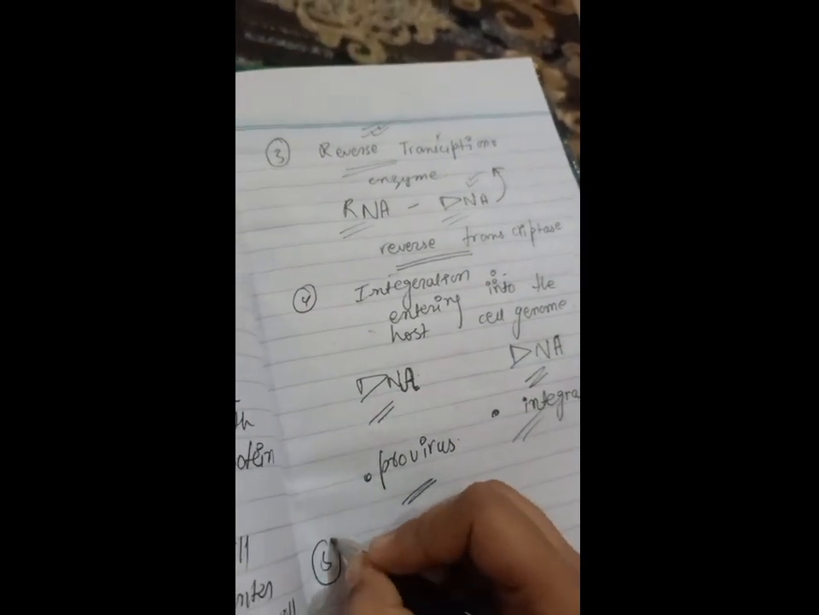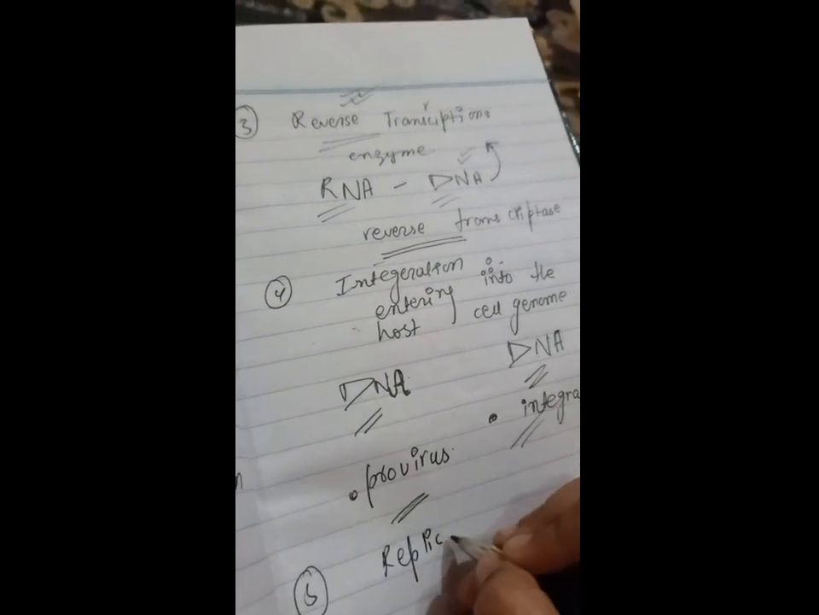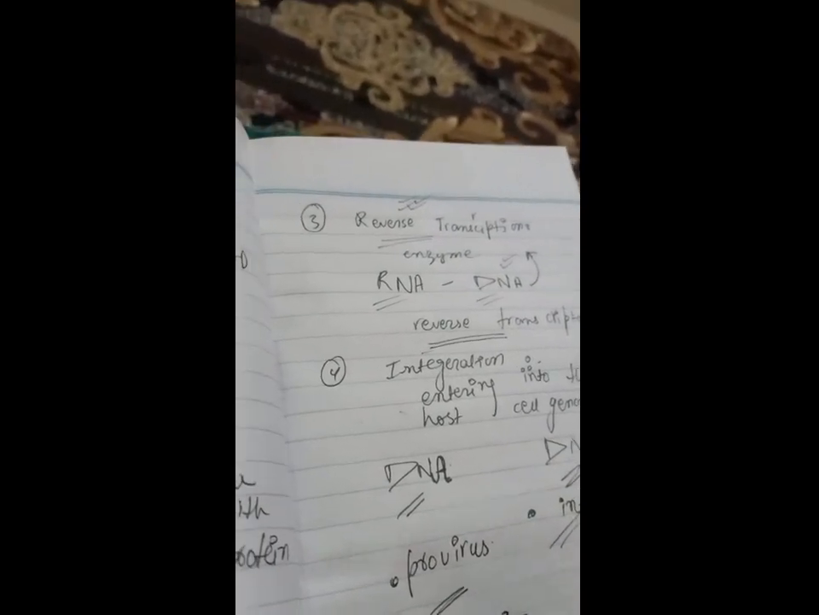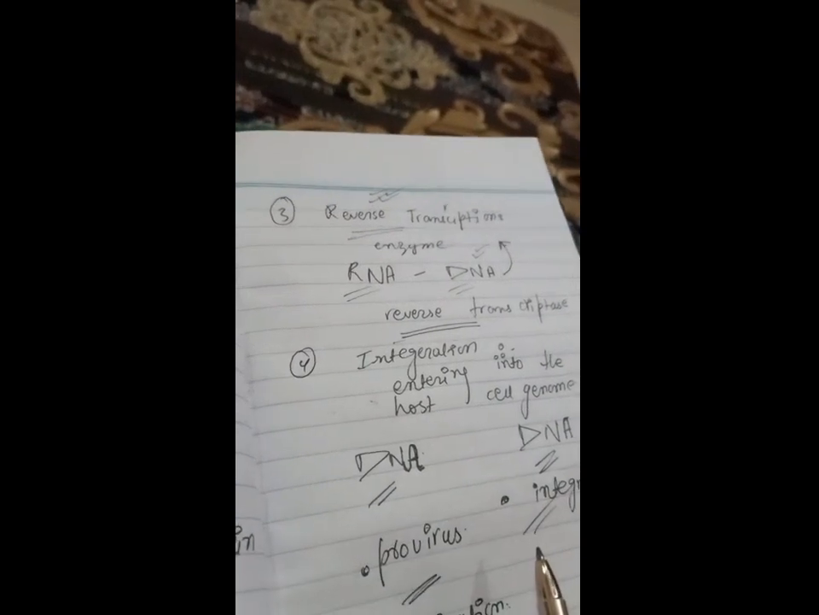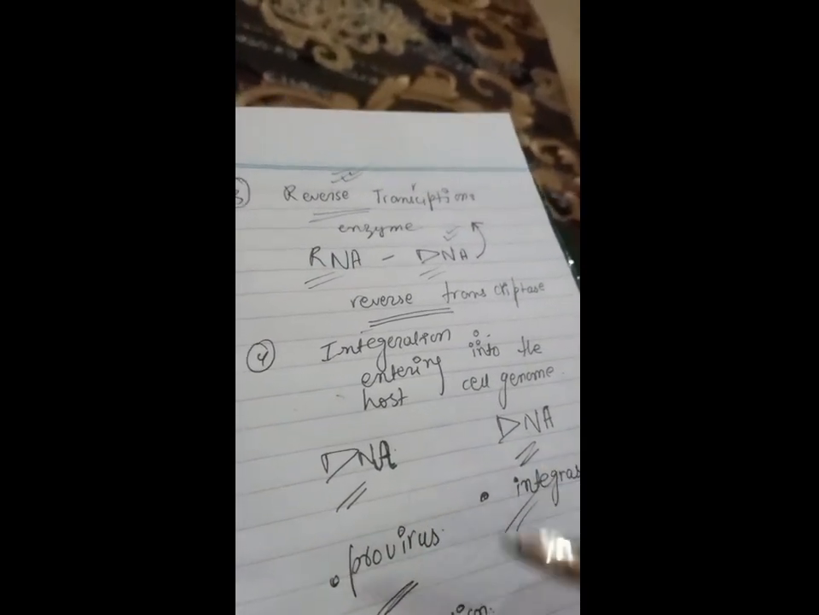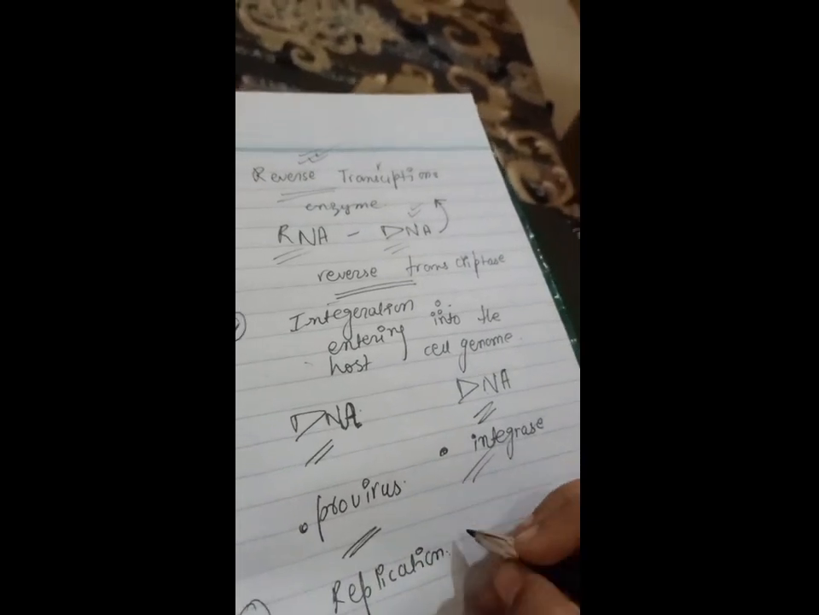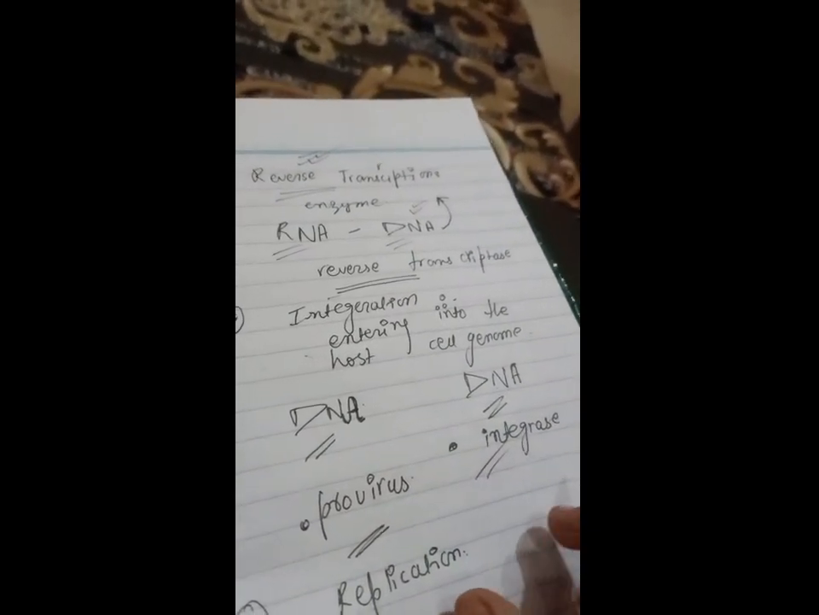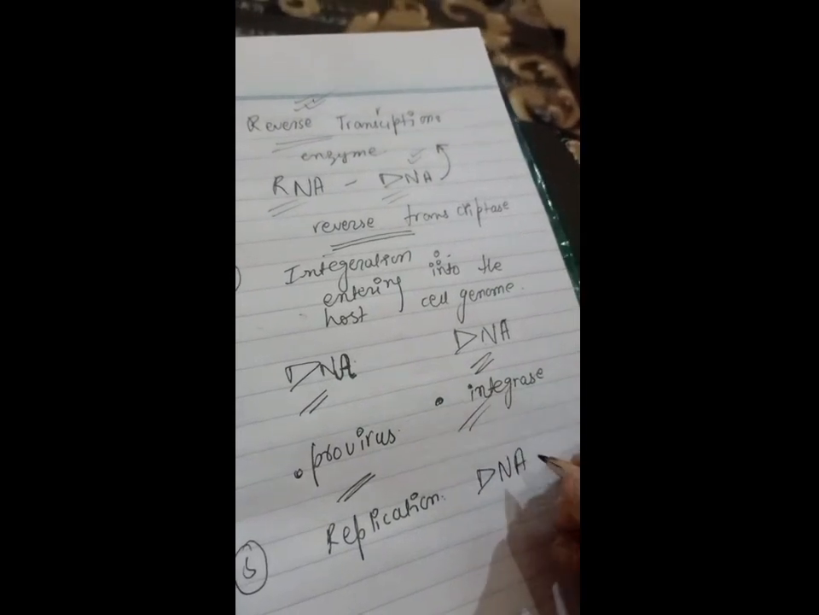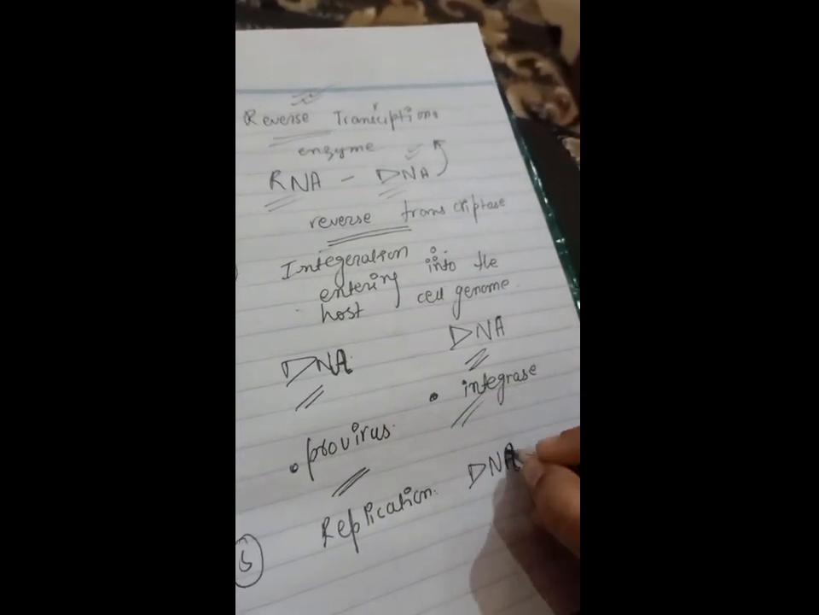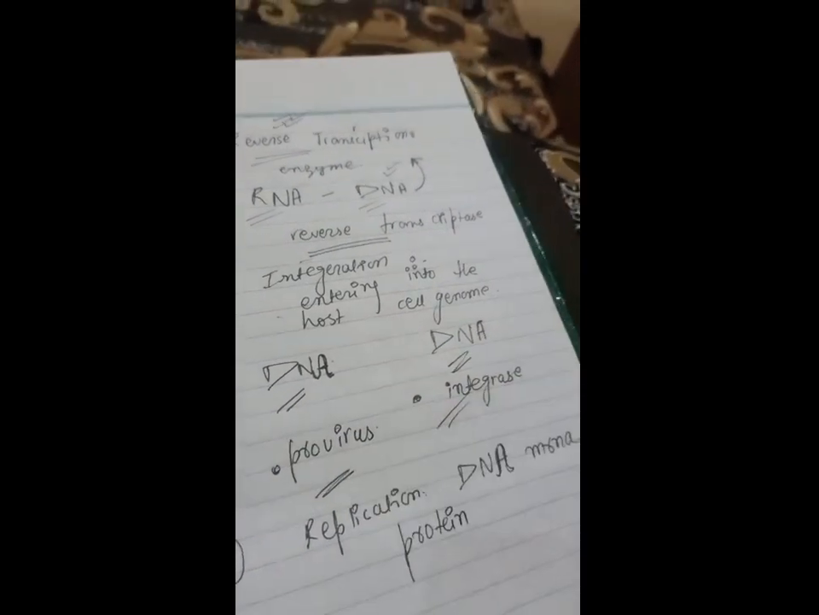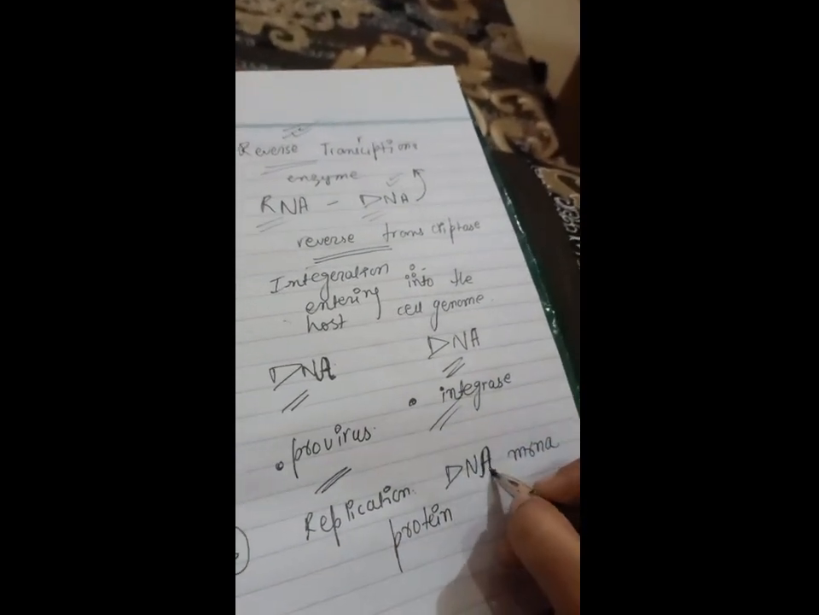Now the fifth step is the replication. In replication, the integrated host DNA will be making mRNA. The host DNA to which the HIV is attached will be making the mRNA, and through mRNA they will be making a protein. The viral DNA, that is the HIV DNA, will be making a protein.